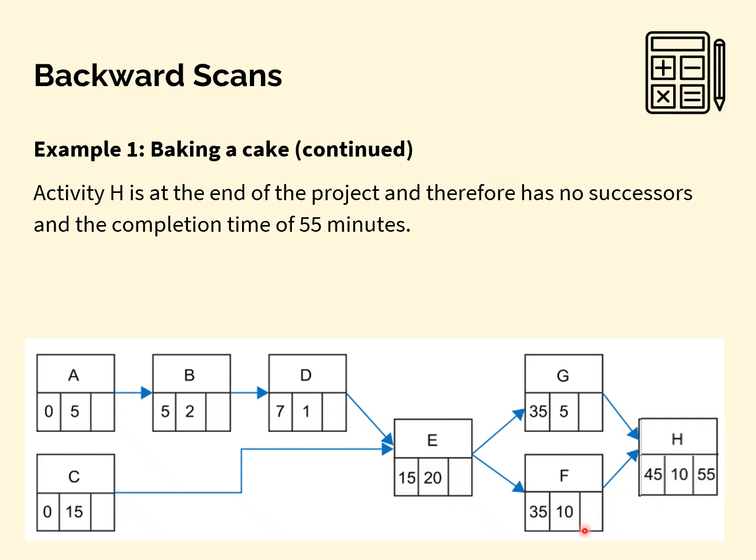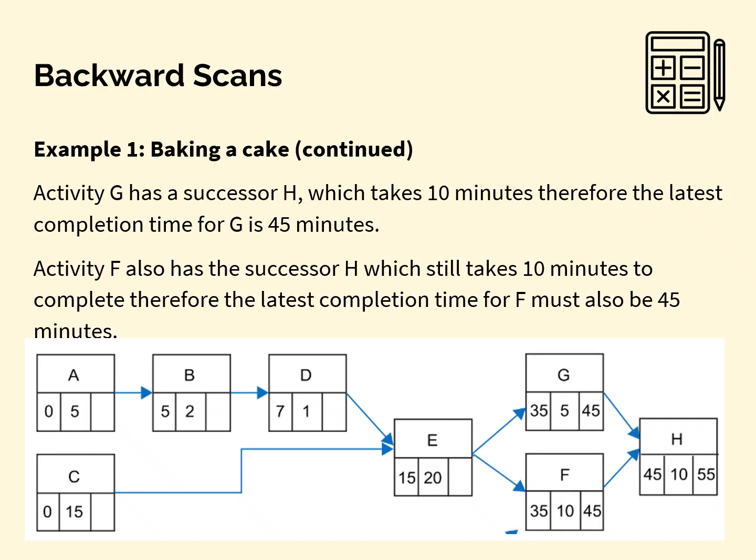So then we go into activity G and F. Now G and F only have the one successor, activity H. So to get G and F's latest end time, all we need to do is take H's latest end time and take away the duration. So 55 take away 10 is 45, and that goes in both boxes. And again, that just highlights that G is going to have 5 minutes float time in it. So its earliest start time is 35, it takes 5 minutes, and its latest end time is 45, so it has 5 minutes float time. Whereas activity F, 35 and 10 makes 45, it's a critical activity on the critical path. It does not have float time. It cannot afford to be delayed.